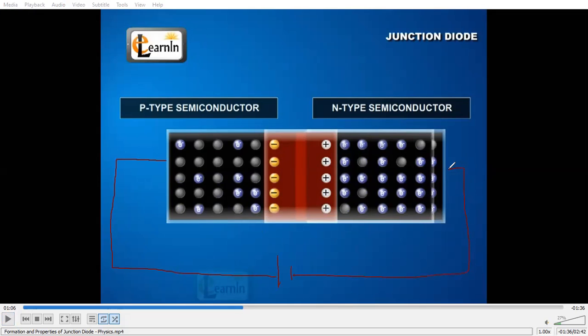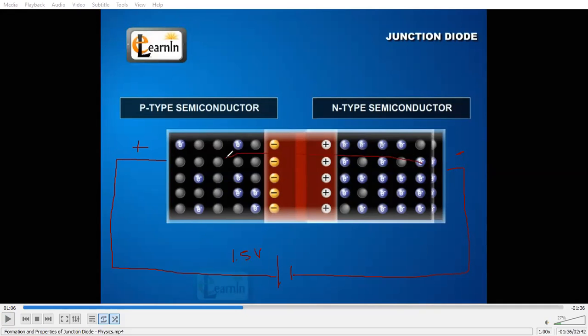Now, for the first connection, I'm going to join the P type to the positive terminal and the N type to the negative terminal. Let's say the voltage of the battery is 1.5 volt. So the voltage of the battery is high. What happens? The negative and negative will repel. That means the electron is able to overcome the depletion layer because of the higher voltage of the battery.